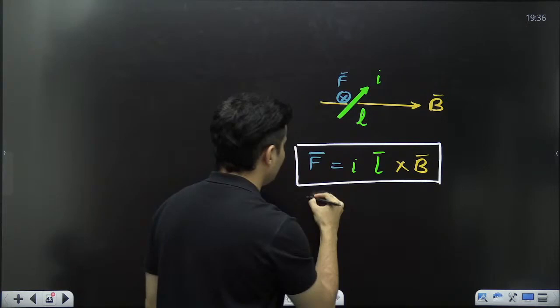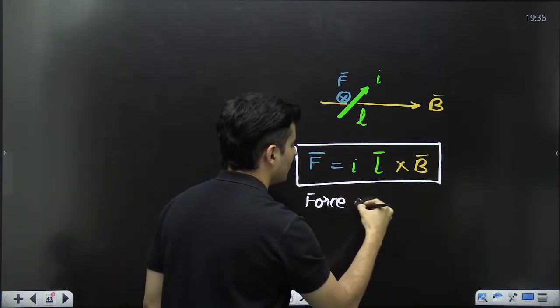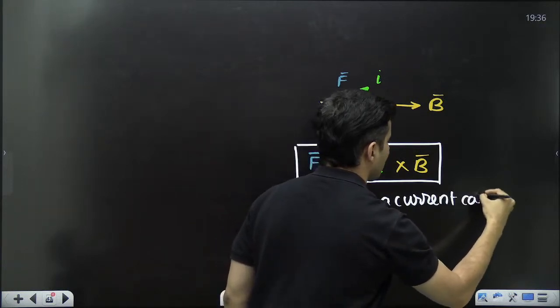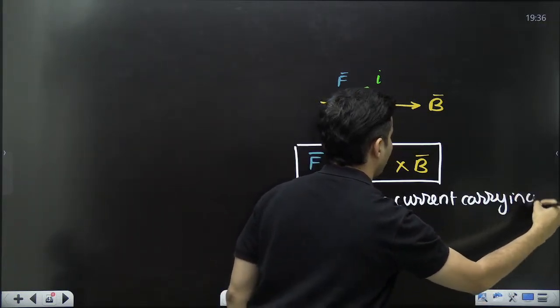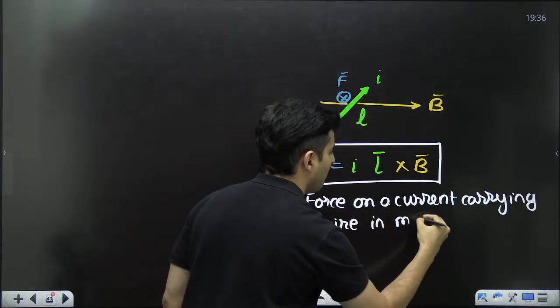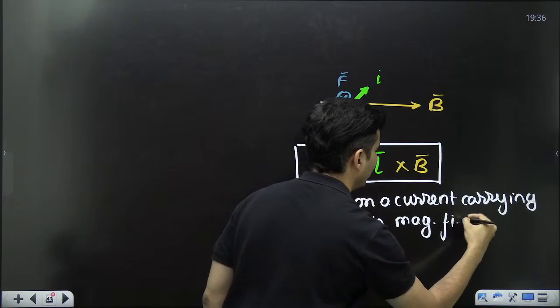So this is the force on a current carrying wire in a magnetic field.